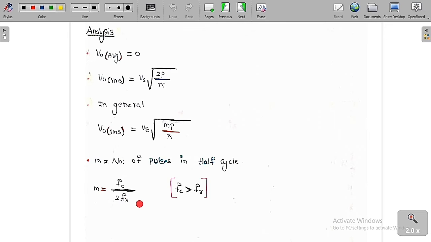So m is equal to fc by 2fr, where m is the number of pulses in the half cycle of the output voltage, fc is the frequency of the carrier signal, and fr is the frequency of the reference signal.